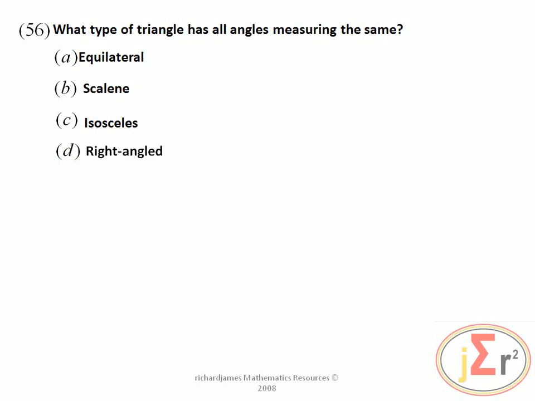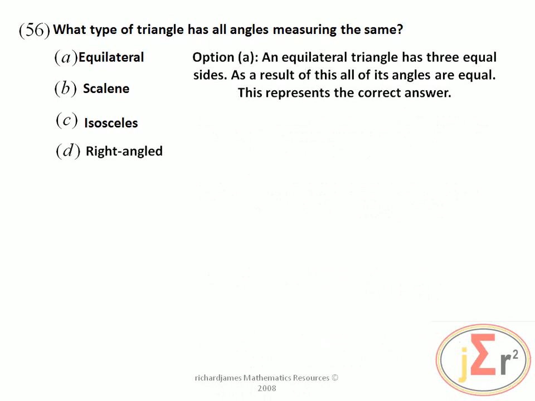What type of triangle has all angles measuring the same? Option A, an equilateral triangle has 3 equal sides. As a result of this, all of the angles are equal. So an equilateral triangle has 3 equal sides, and the angles are therefore all equal. So this represents our correct answer. So that is the triangle that has all angles measuring the same, an equilateral triangle.